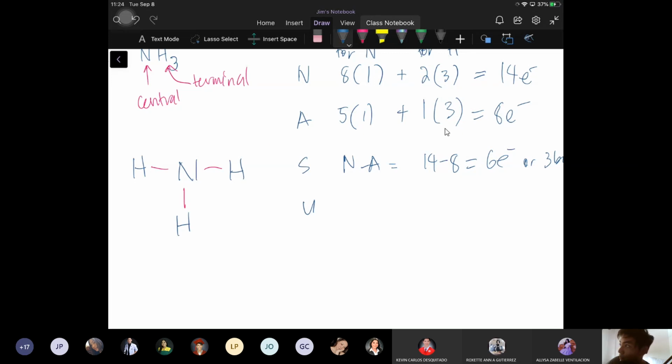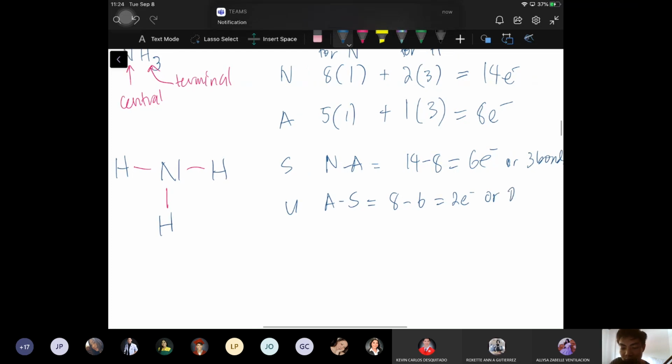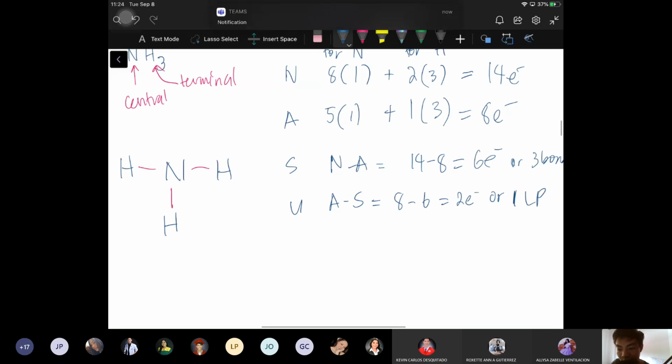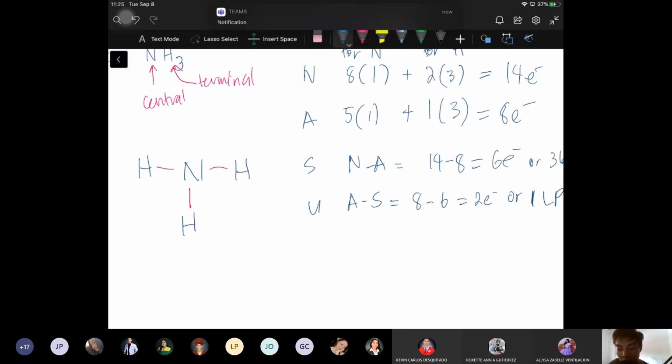We're almost done. Unshared. To solve for the unshared, the formula to be used is A minus S: available minus the shared. So, you just subtract 8 and 6. 8 minus 6 is 2 electrons, or how many lone pairs? When you say lone pairs, you just divide it by 2. So, 2 divided by 2 is 1 lone pair. You have one pair of dots.